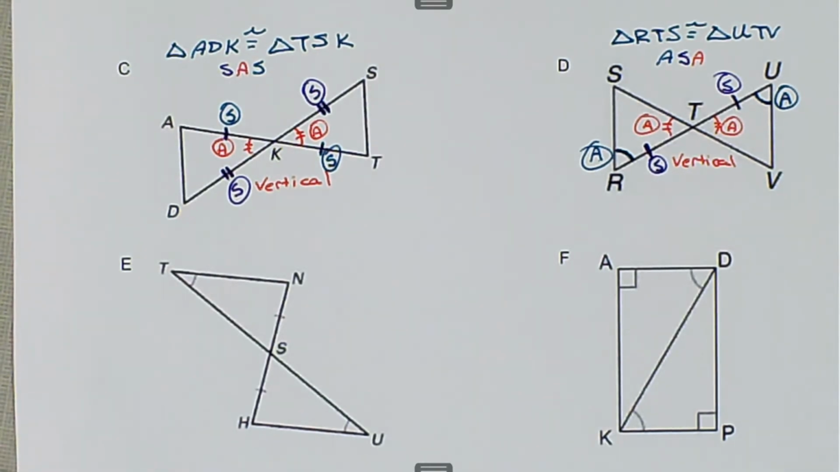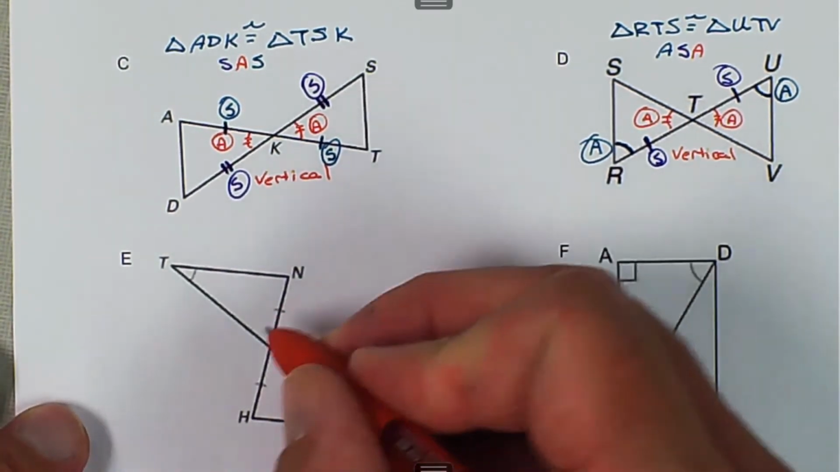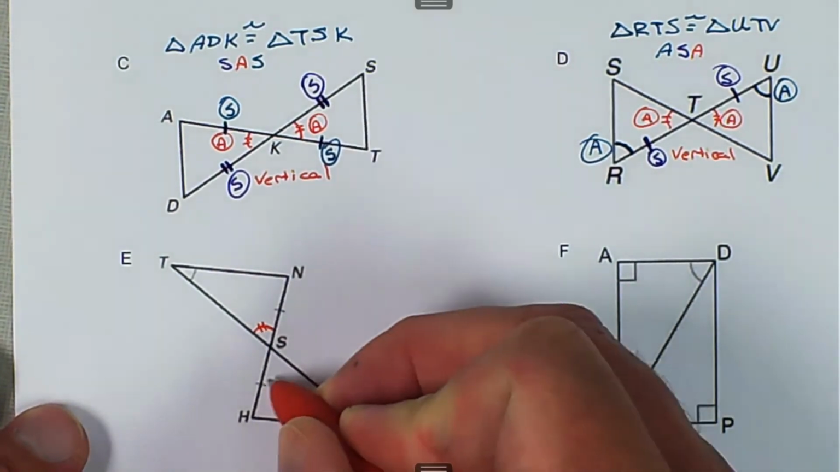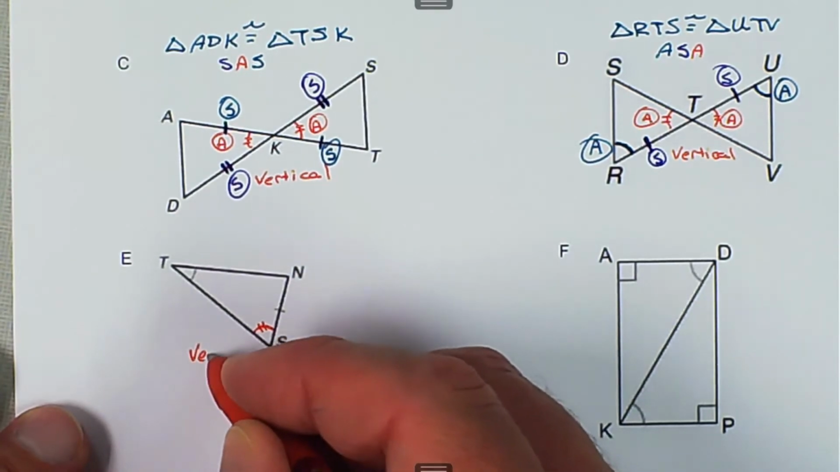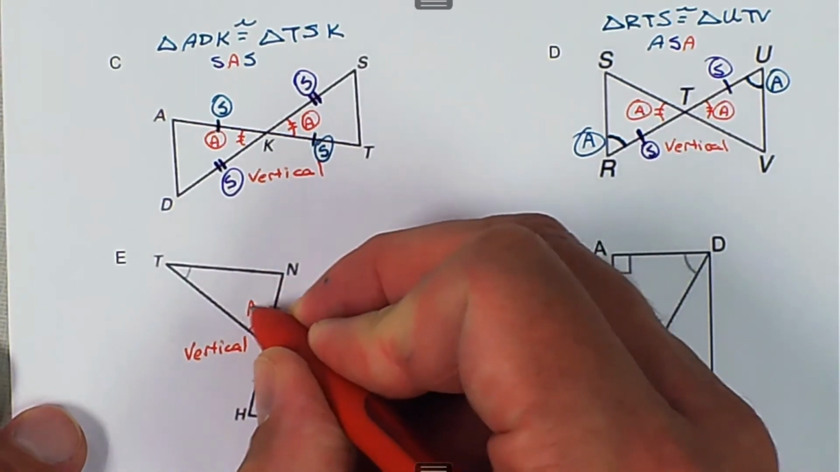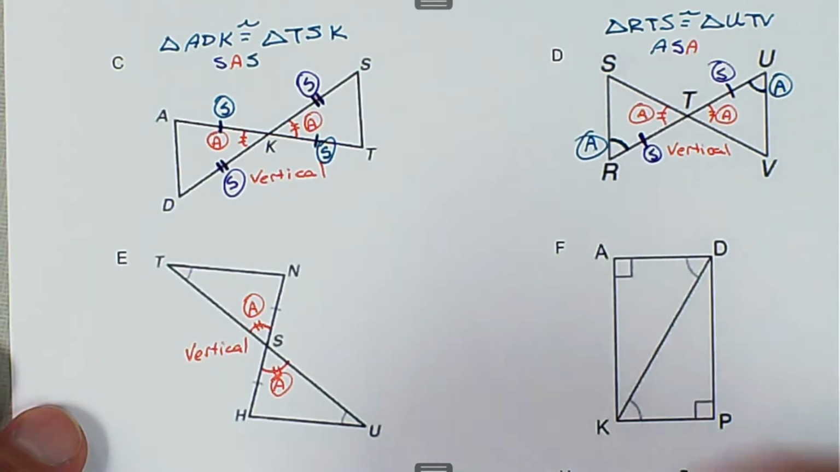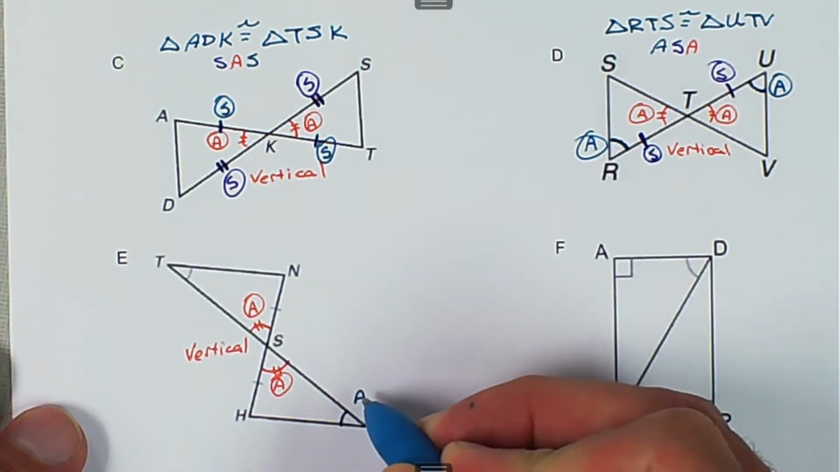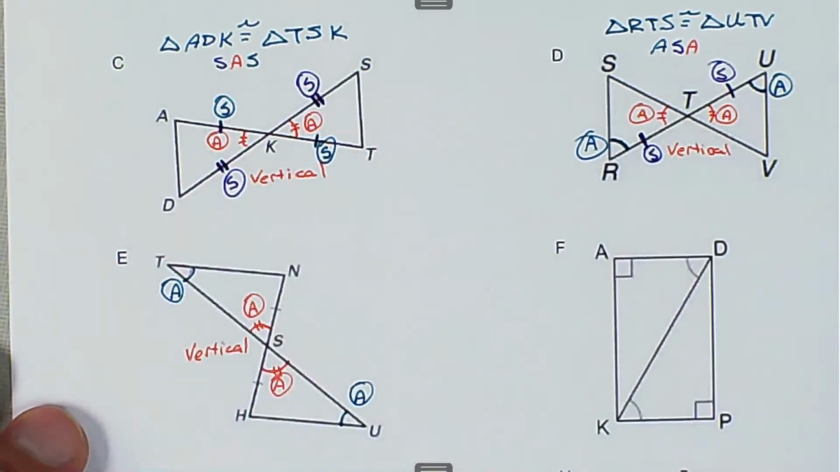Next one we're looking at is example E. And here, again, we have vertical angles that we have to pay attention to. So those are vertical angles, and we know that those are congruent. So that's going to be angle and angle. Next, we have this set of angles over here. So we have an angle marked here and an angle marked here at T. And then we have one side.